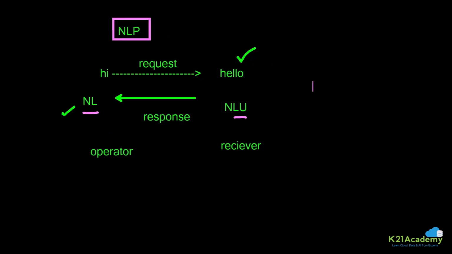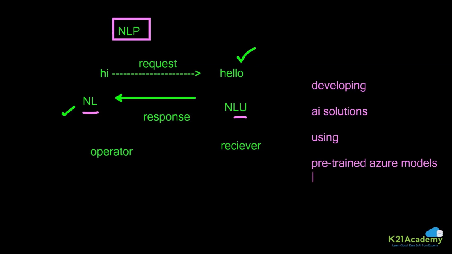Now, when we talk about natural language processing, we'll not get into the detail of how these systems are built, because this course is about developing AI solutions. And when we say developing AI solutions, using a very simple thing, if you remember, pre-trained Azure models. We are not building our own machine learning models. I can put it this way, pre-trained Azure machine learning models, or you can call it deep learning, you can call that also machine learning, or we can call it a deep learning model.